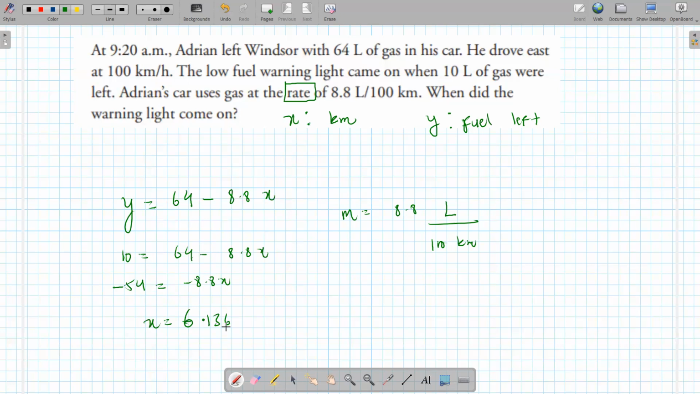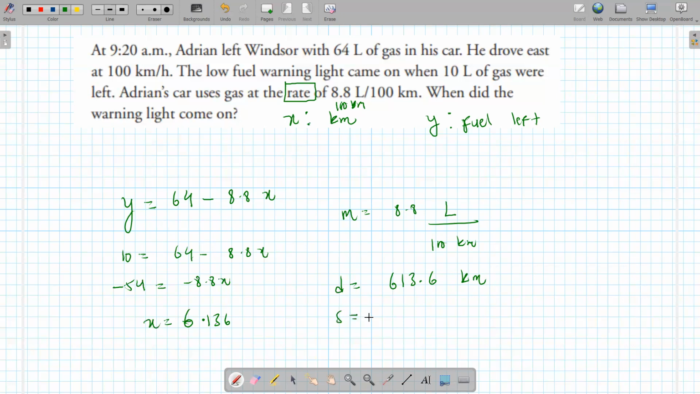X is in terms of 100 kilometers. Every 100 kilometers, that means this x is 613.6 kilometers. After he drove for 613 kilometers, the warning light came on. But now this question is asking us for the time. So for him to use up 613.6 kilometers, this is our distance traveled.